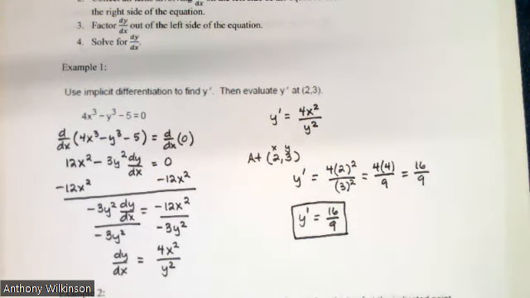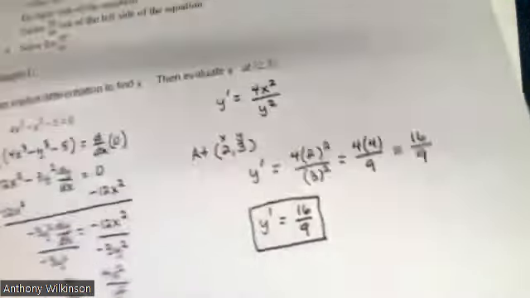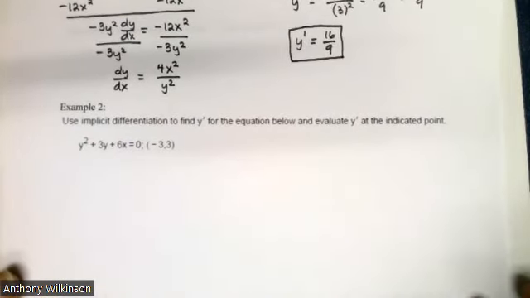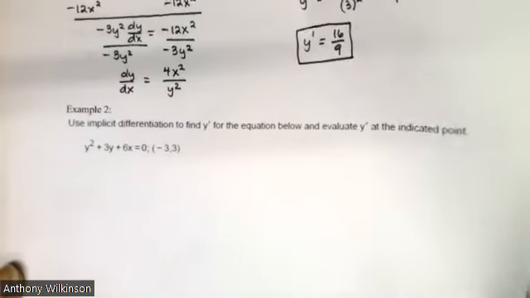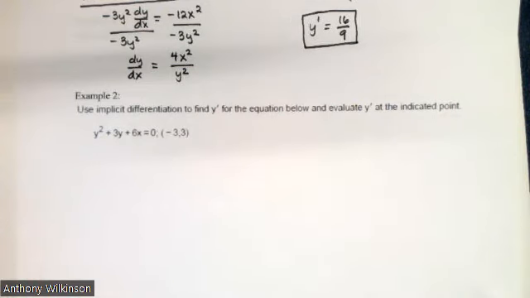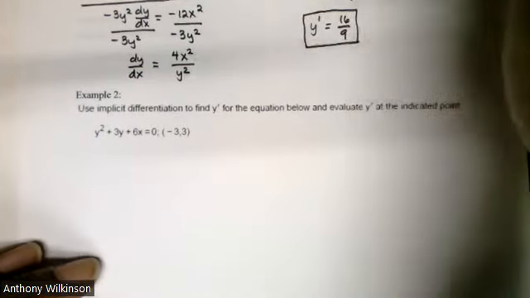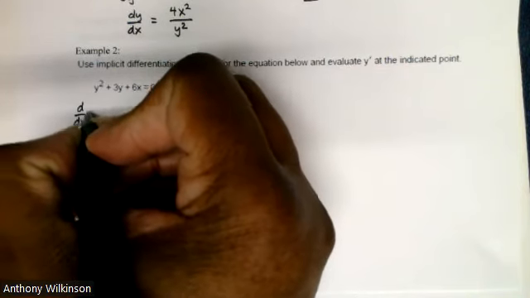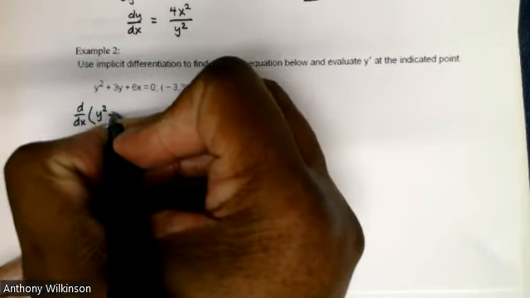All right, here's another example of this. You want to use implicit differentiation to find y prime for the equation below and evaluate y prime at the indicated point. So here we got y squared plus 3y plus 6x equal to 0. And the point we're dealing with is negative 3, 3. So in this case, we're going to take the derivative, just like we did in the last example, of each and every term on the left side and on the right side.